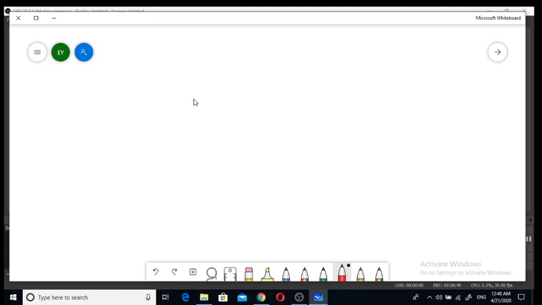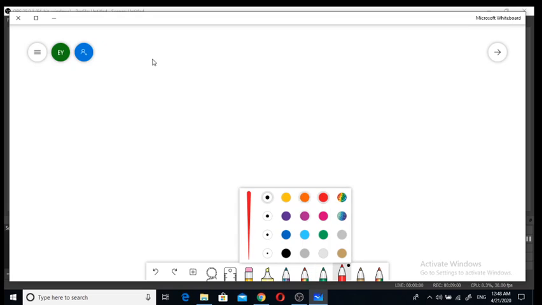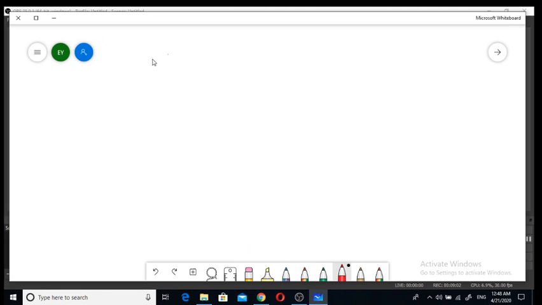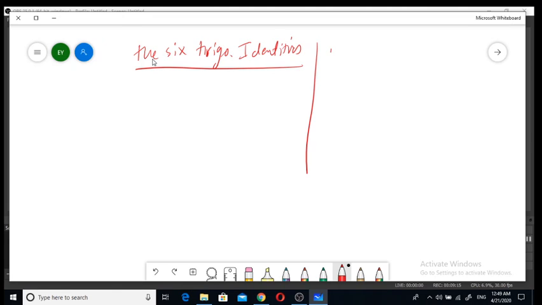But before solving some examples on the integral of trigonometric functions, we have to remember, or we have to memorize these important trigonometric relations. The 6 trigonometric identities and the 3 Pythagorean trig relations.